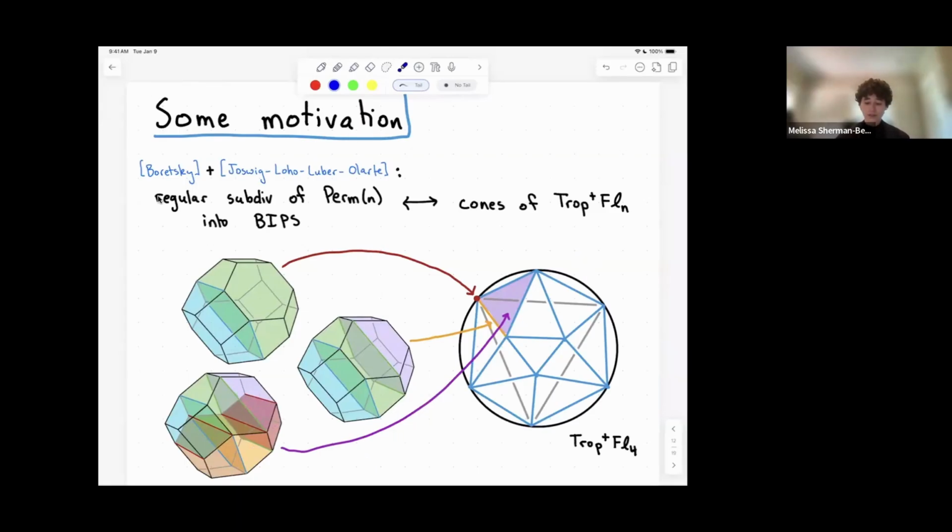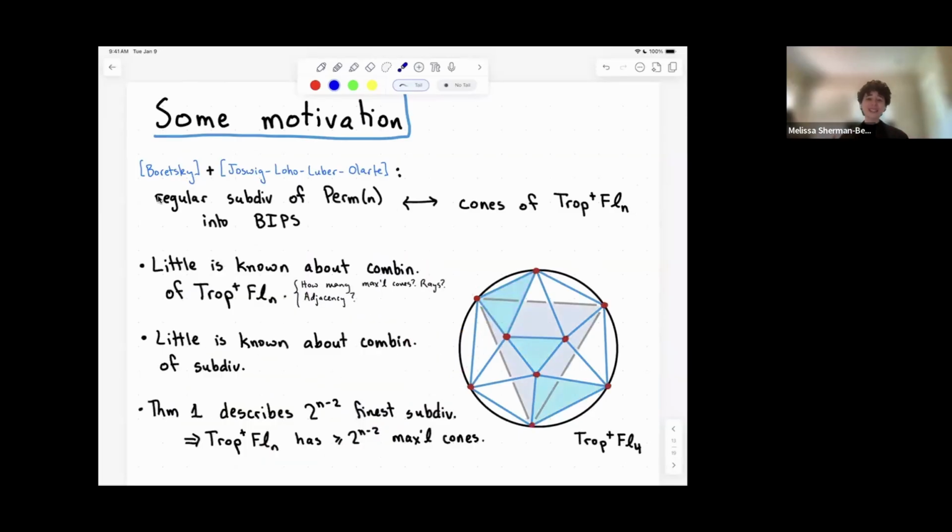Great. This sort of means that we completely understand the regular subdivisions into Bruhat interval polytopes, because we have some other object, which I didn't define for you but can be defined, that parametrizes my regular subdivisions. So in some sense, you could say, great, we're done, we don't have to think about this problem anymore. But my perspective is that we're not done.